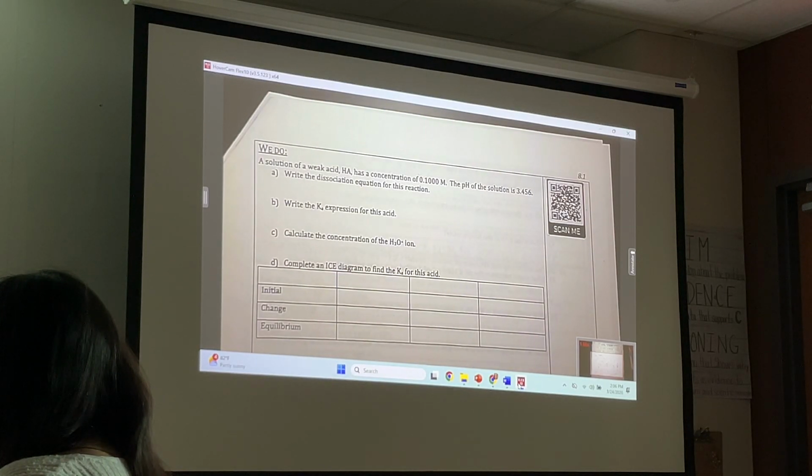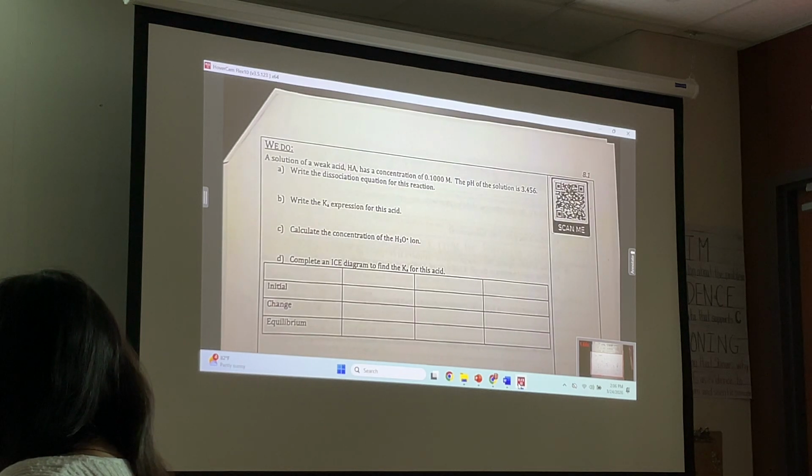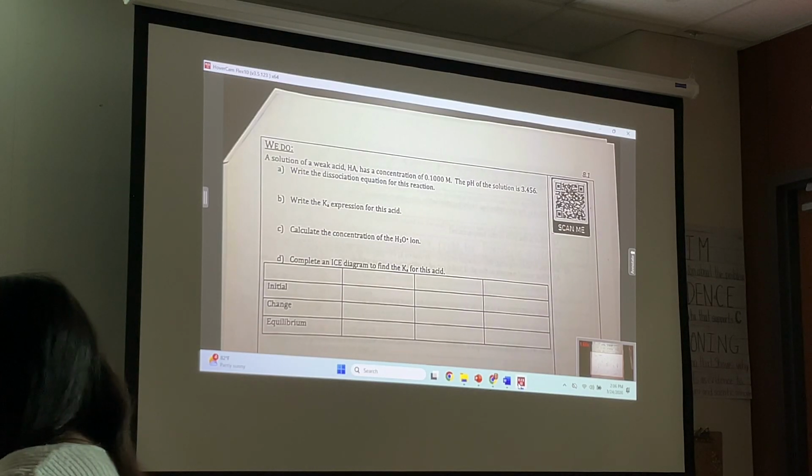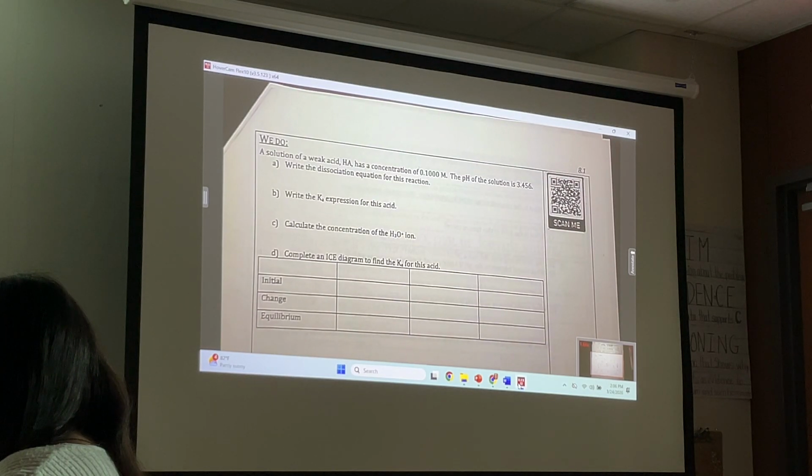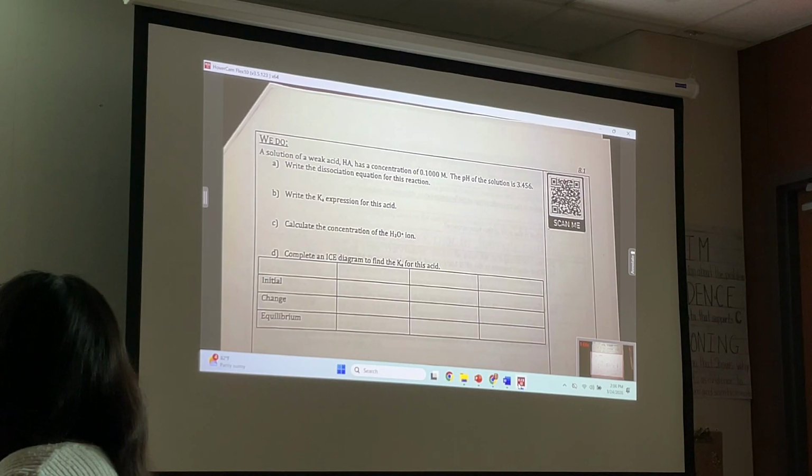All right, it says a solution of weak acid, HA, has a concentration of 0.1000 molar. The pH of the solution is 3.456. All right, first one says go ahead and write a dissociation reaction for everything. Now remember, our dissociation reaction is when we break apart the entire compound. All right, so let's break it apart.